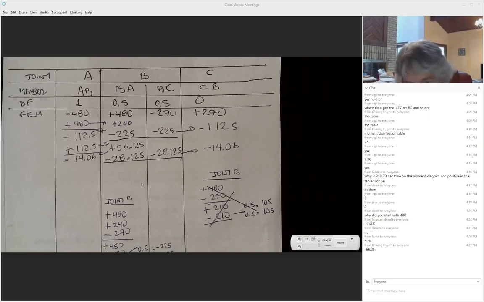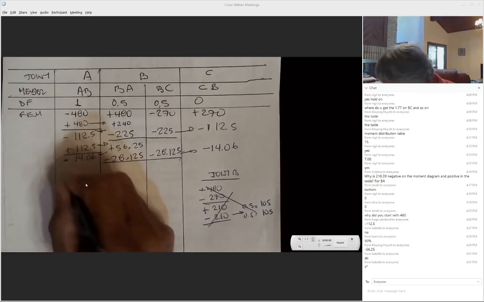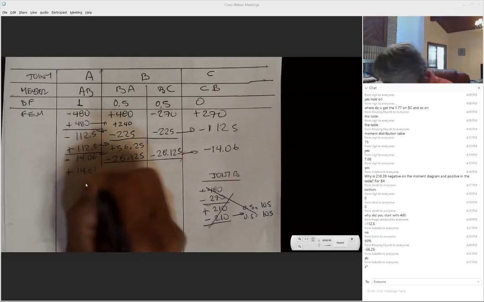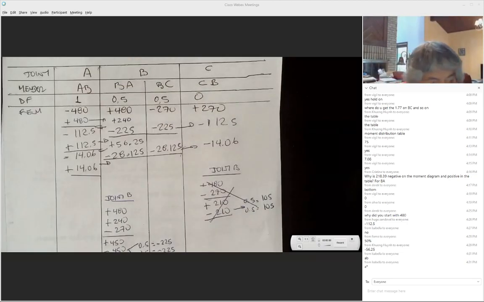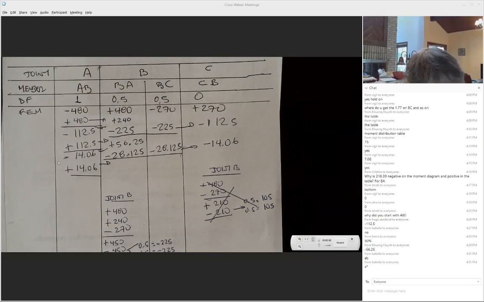What do I do next? This is equilibrium, always an equilibrium. Which joint is not in equilibrium? When you look at this table, what joint is not in equilibrium? A, B. So I need to put in here a plus 14.06, because now the summation of moments equals 0. But this sent to the opposite side, the carryover factor takes 7.03.